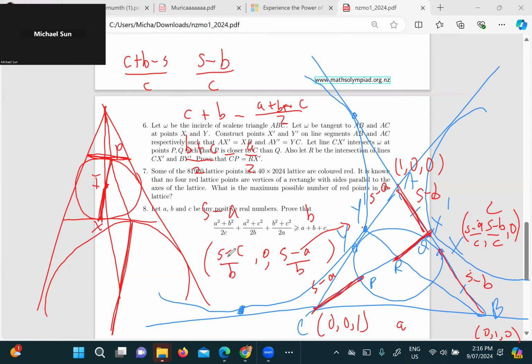Okay. Do you know how the equation of the Cevian works? It's the same. So like the equation of a line starting at the vertex, this line, and this line.